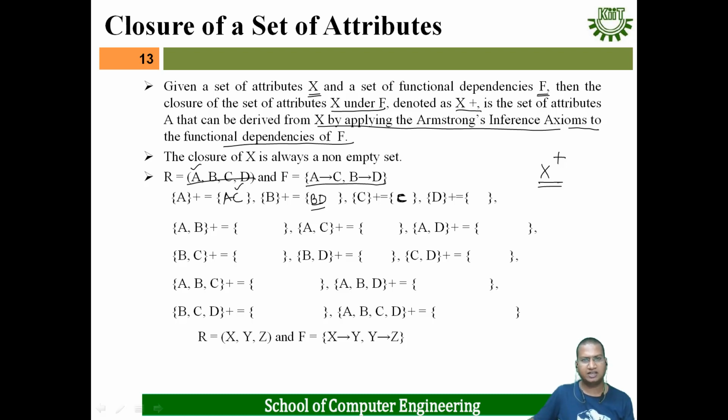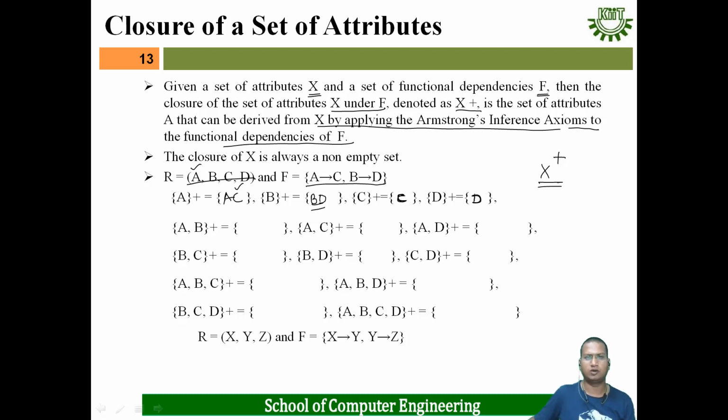Then from C, can any other attribute be derived? No. Then we will find out D closure. D can logically infer D. Can any other attribute be logically derived? No. That means D closure is equal to D.